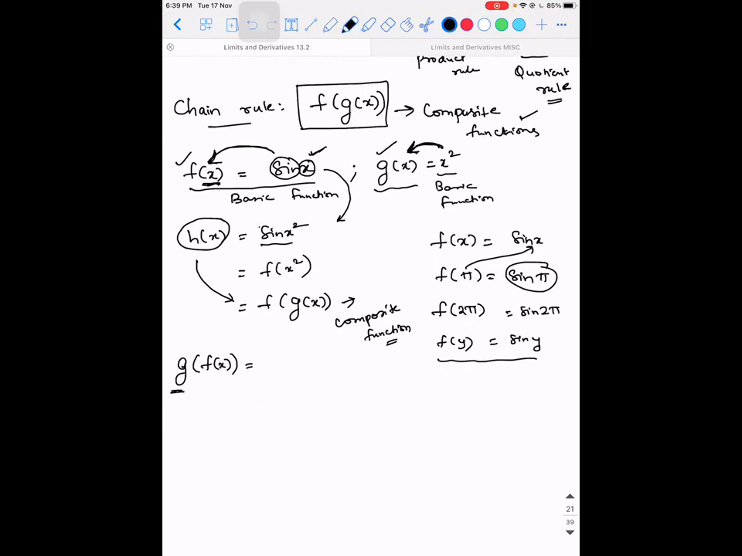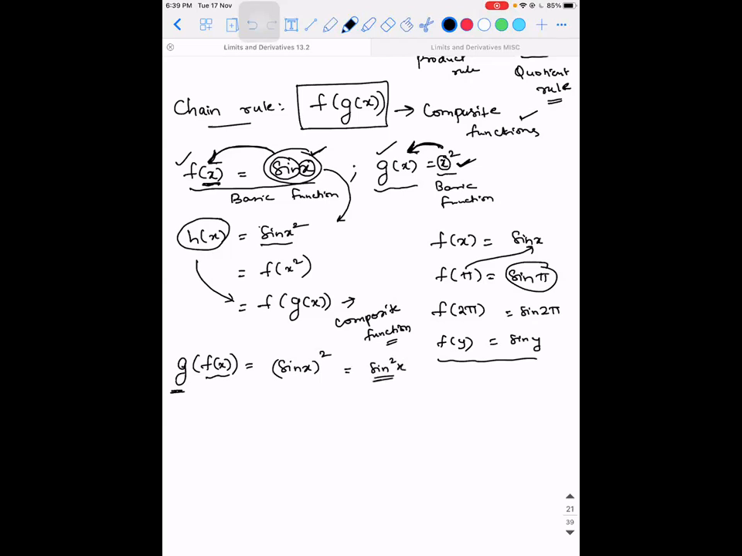So what is the function g? Function g is x square. F of x is what? The whole function sin x. So in the function g of x, wherever I find x, I should replace x with whom? Sin x. So it is sin x the whole square. That is nothing but sin square x.